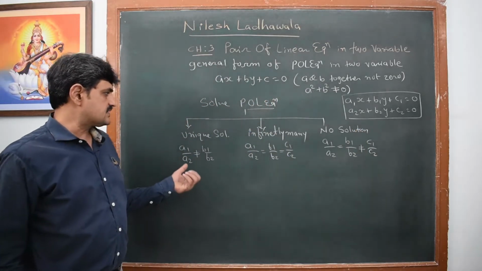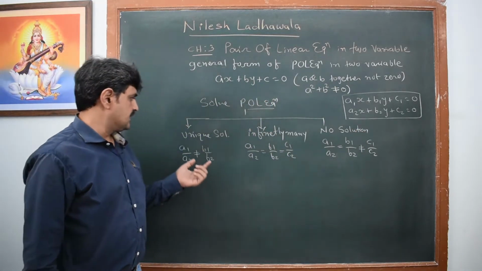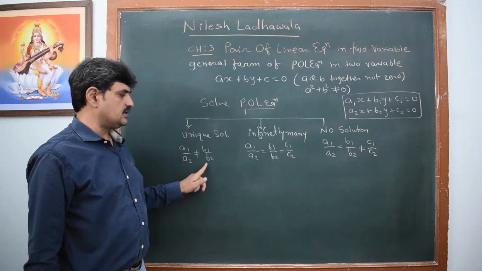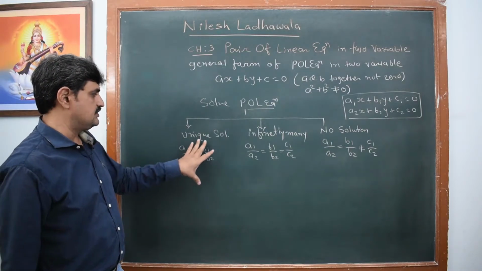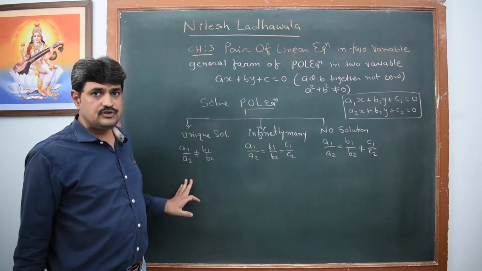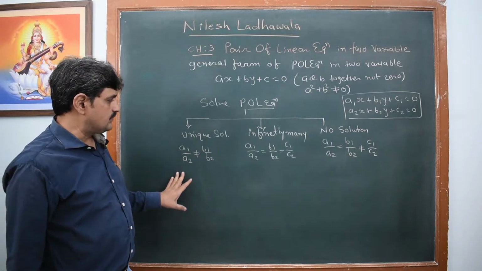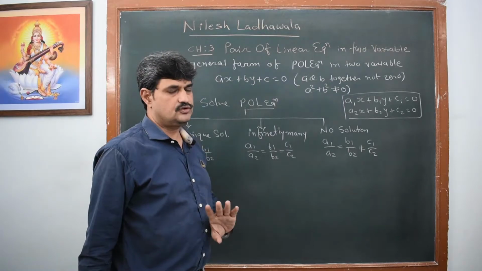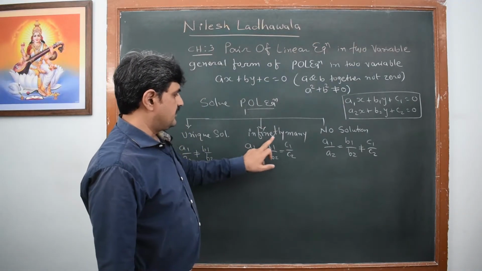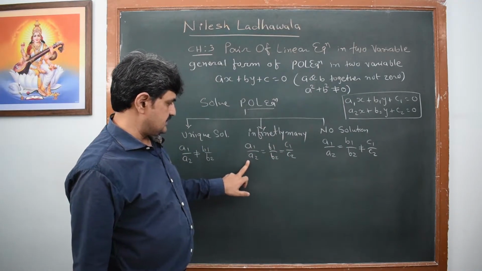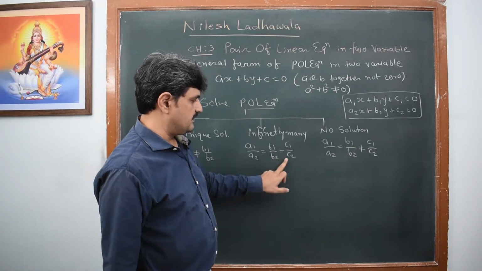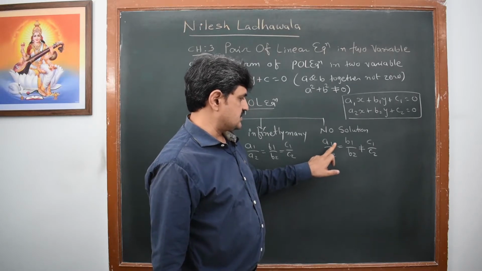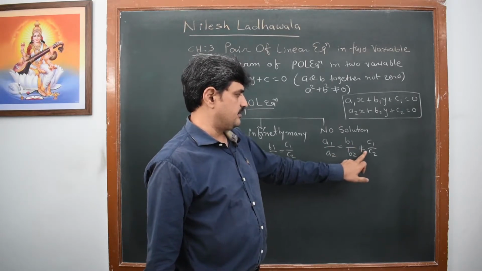So friends, you must remember these three conditions. The first condition, that is for unique solution, if a1 upon a2 is not equal to b1 upon b2, then we have a unique solution. And if you have a unique solution, then only you have to find the solution. If you have infinite or no solution, you do not have to find the solutions. For infinitely many solutions, the condition is a1 upon a2 is equal to b1 upon b2 is equal to c1 upon c2. For no solution, the condition is a1 upon a2 is equal to b1 upon b2 is not equal to c1 upon c2.